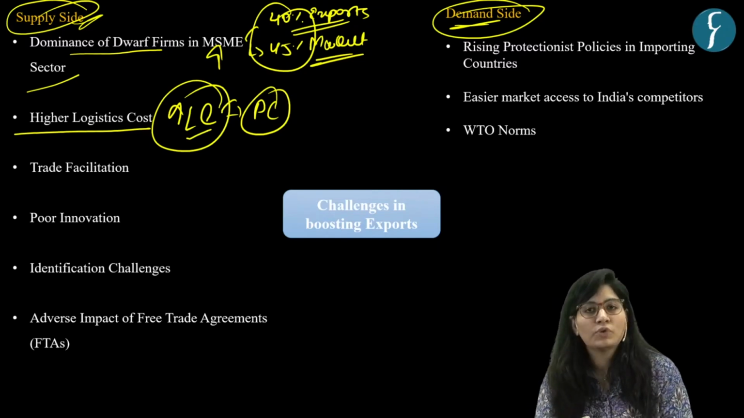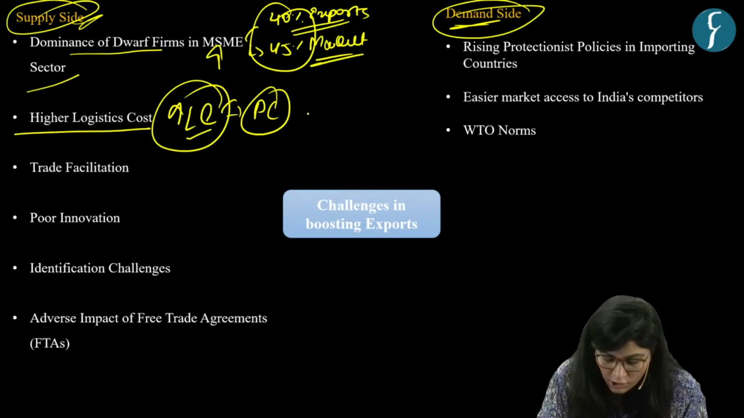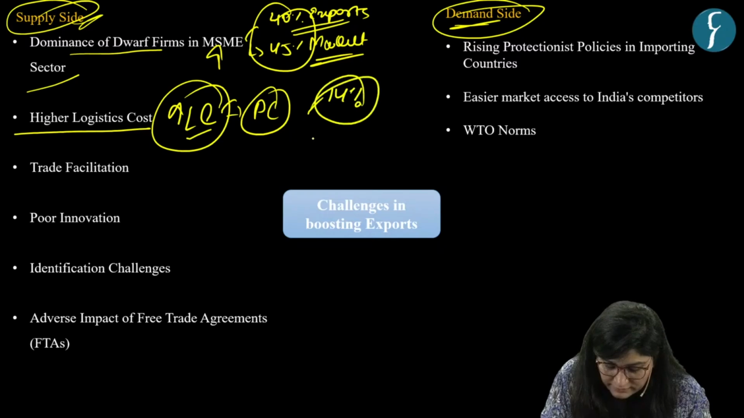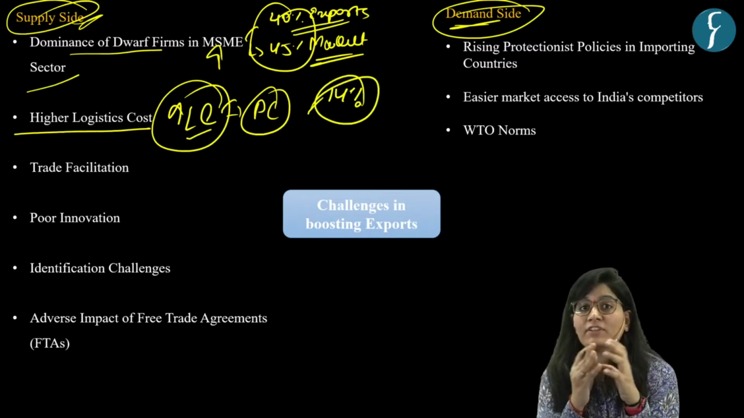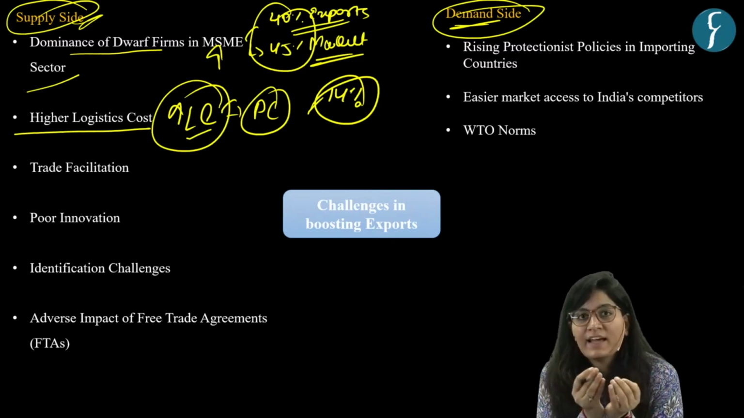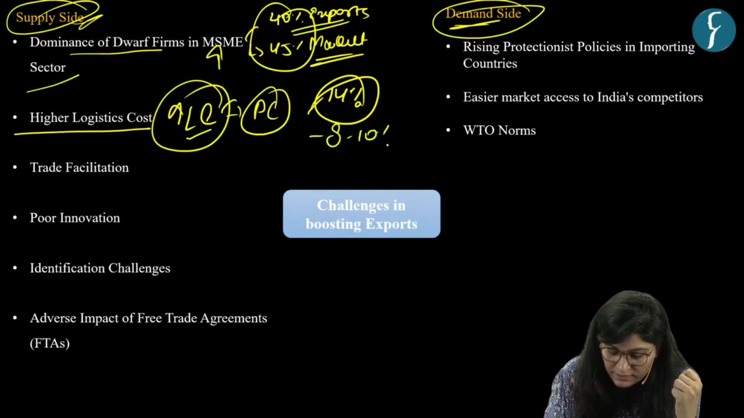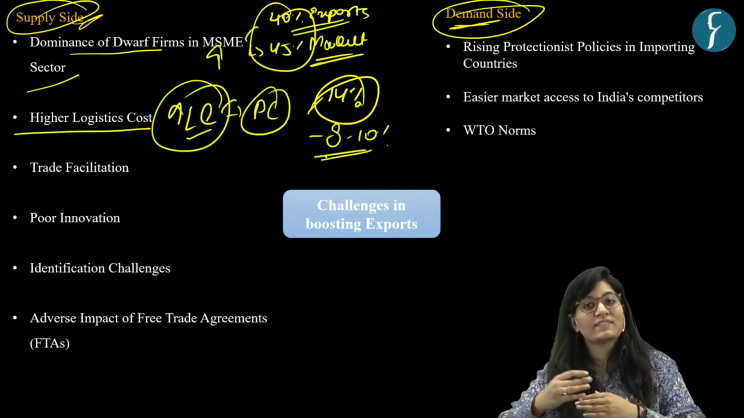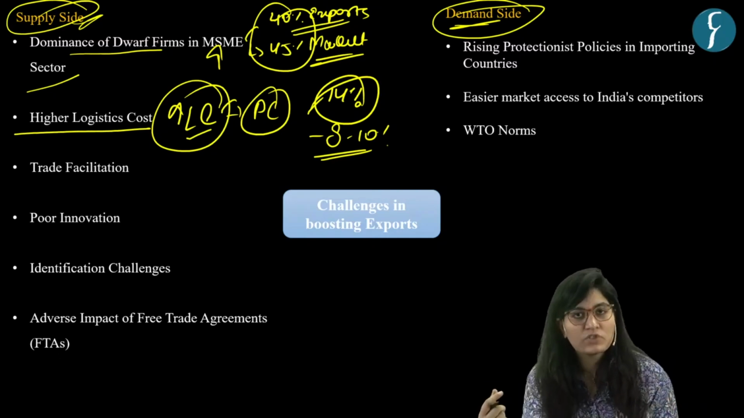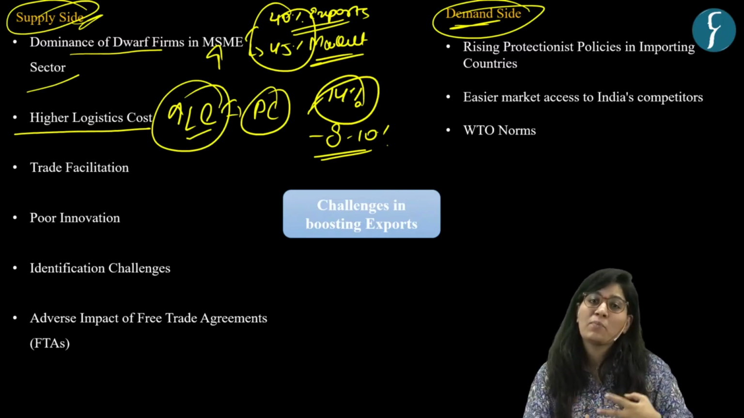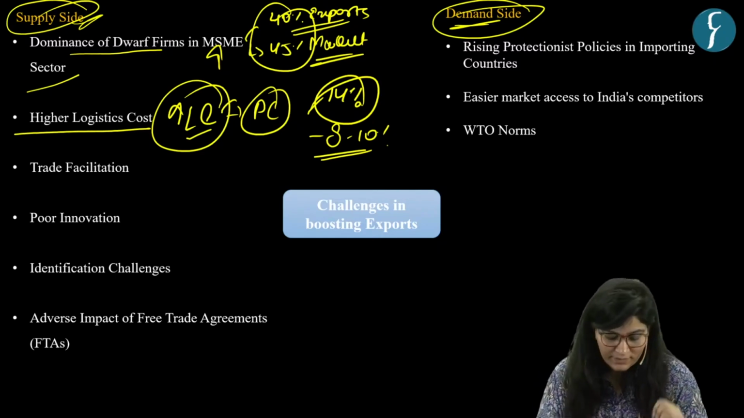And here you should know that India's logistic cost with respect to GDP is 14%. Okay. And if you compare with developed nations, they are having logistic cost around 8 to 10 percent. So there's a 6 percentage point difference between India and developed nations. So definitely their products will be more market competitive. So we need to work on this.